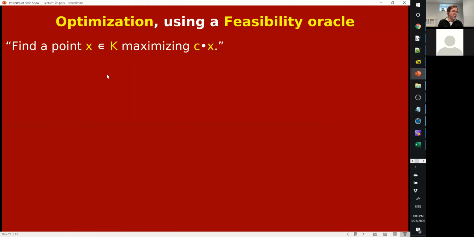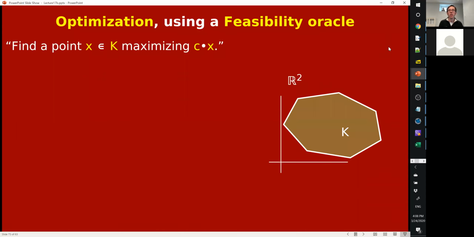If you have a quick idea for how to do this, type it into the chat, and we'll see if you get the right idea. But here's a picture. Let's say we're in 2 dimensions, and we use our feasibility oracle, and it says yes, K is feasible, it's not the empty set. Now we want to maximize c dot x. c is itself an n-dimensional vector, and you can think of it as an arrow. All the points in R2 that give a particular value for c dot x lie on these dotted lines.